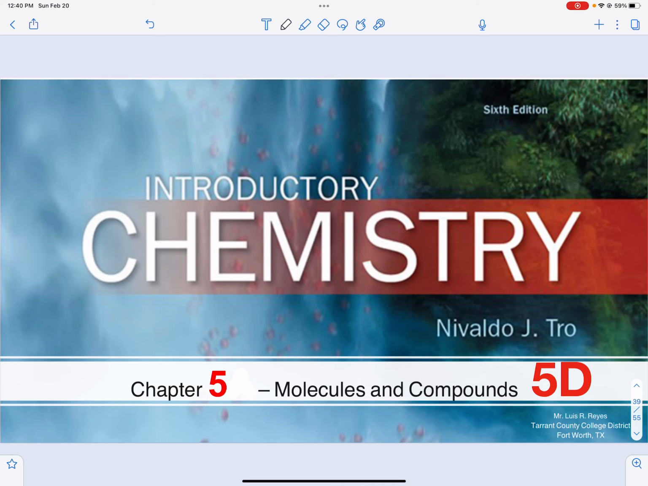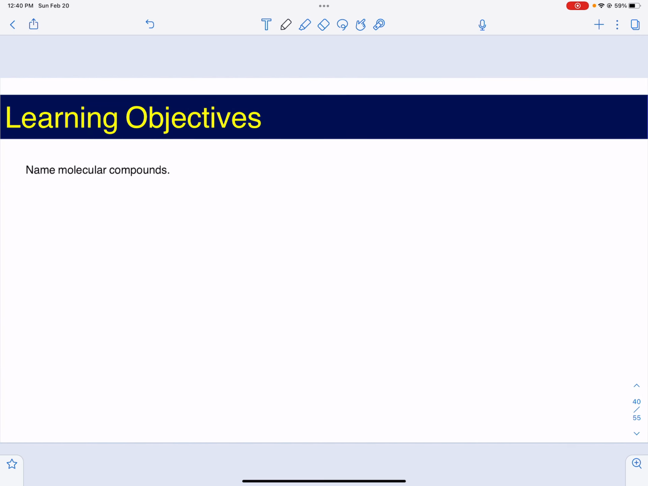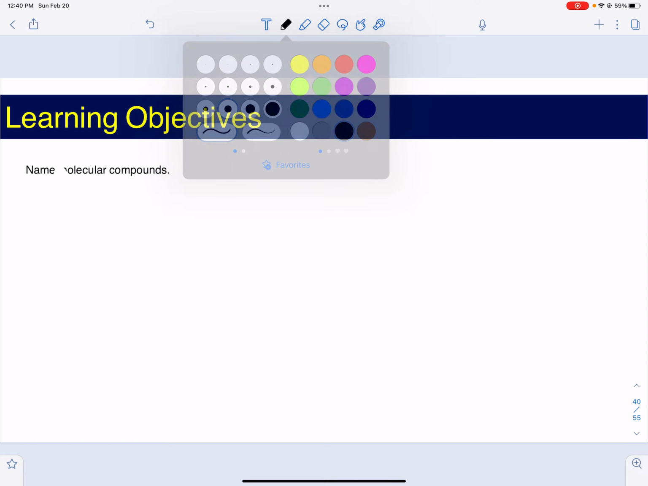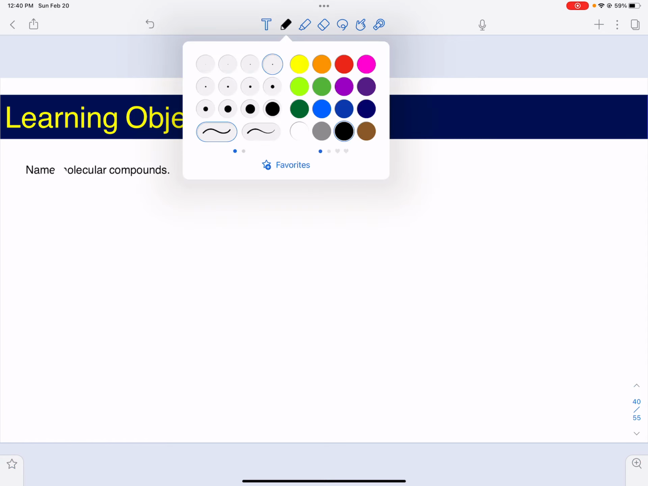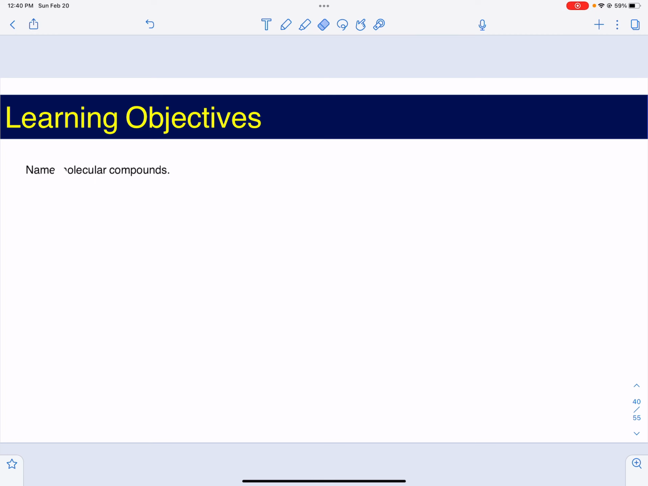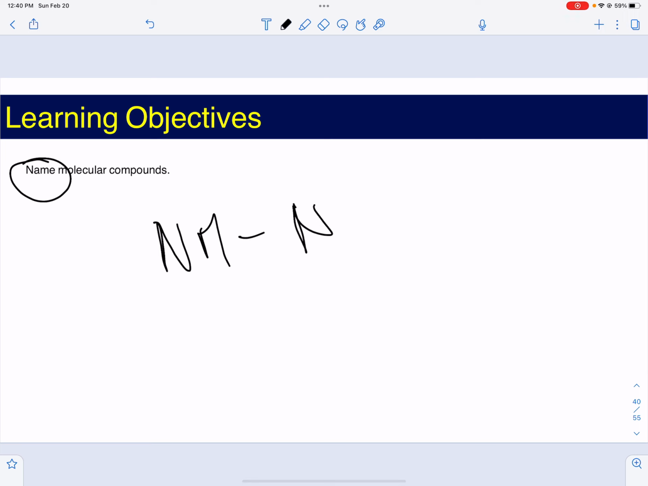Welcome back. As promised, we're going to be dealing now with molecular compounds. So these are the ones that are non-metals with non-metals and how we're going to name them. So that's what we're doing. We're going to be naming molecular compounds. And once more, that's going to be a non-metal combined with another non-metal.